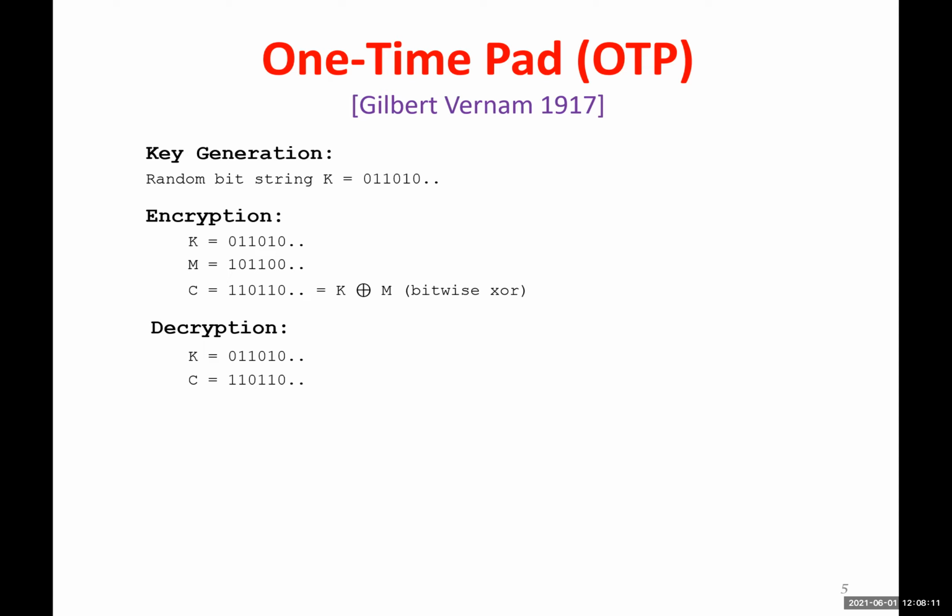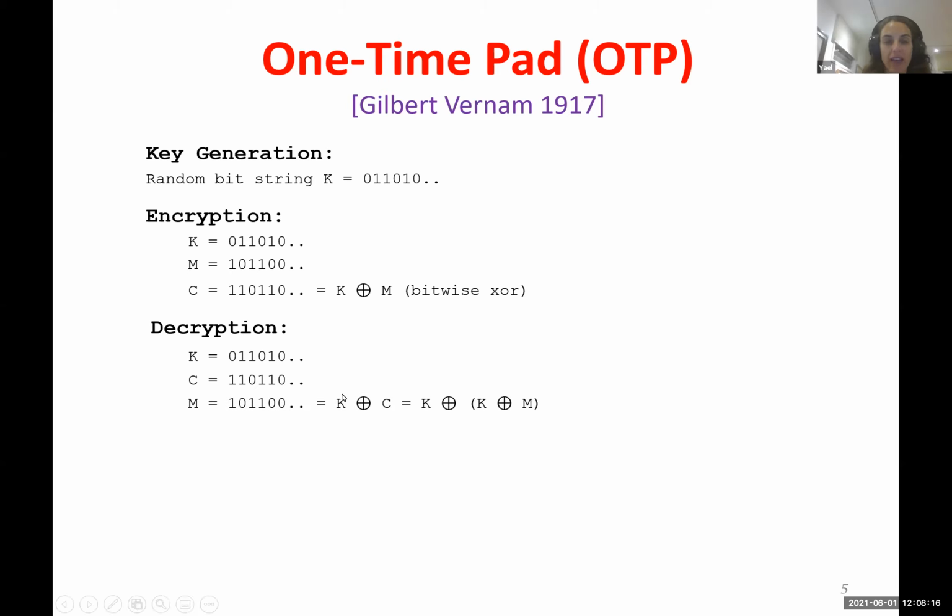XOR it again. Exactly, precisely. You XOR it again. So what you do, you take the key, you XOR it with the ciphertext. Now what you get, the key XOR with the ciphertext, which is K XOR K XOR M, which is nothing but the key XOR with the key, which is 0, and XOR with M, which is M. So you get the correctness property. So this is a very simple example of an encryption scheme.